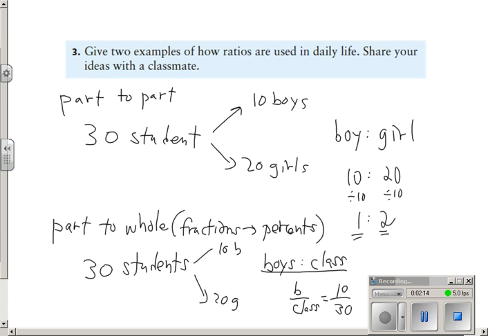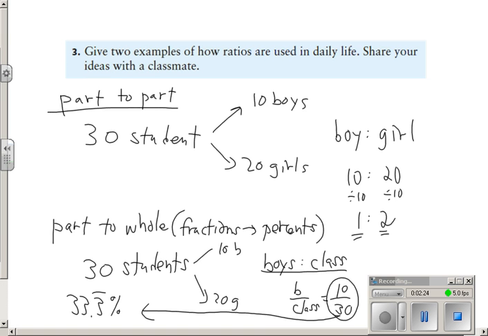This can then therefore be reduced or changed to a percentage, which means that it's 33.3% boys in the class. A very useful part, and a great example of what the difference is between part-to-part ratios and part-to-whole ratios.